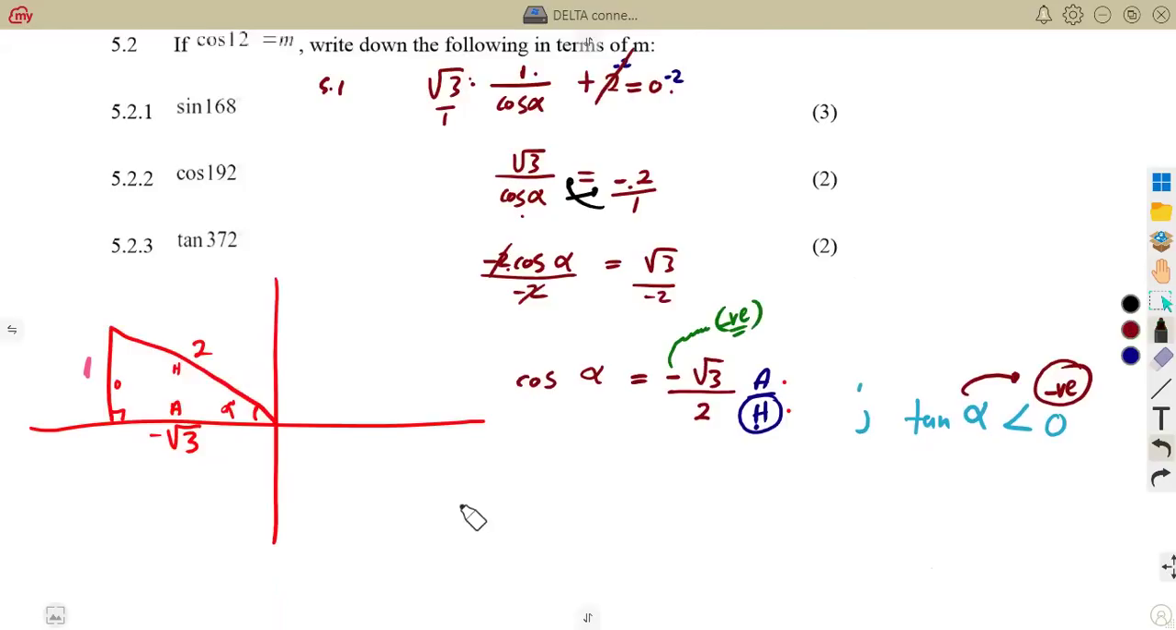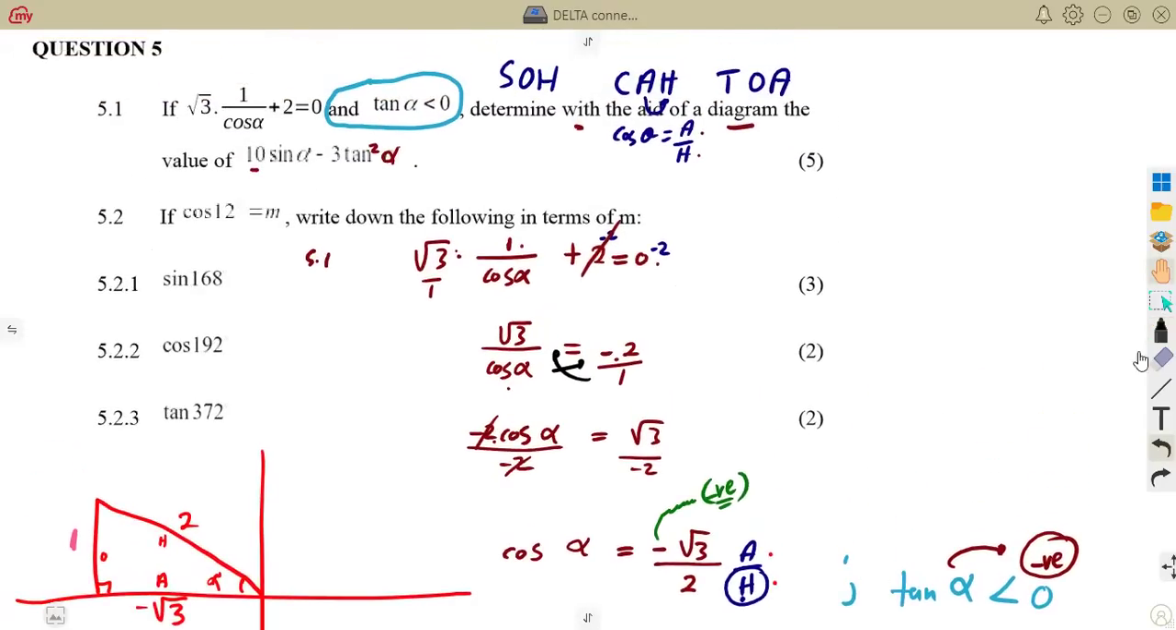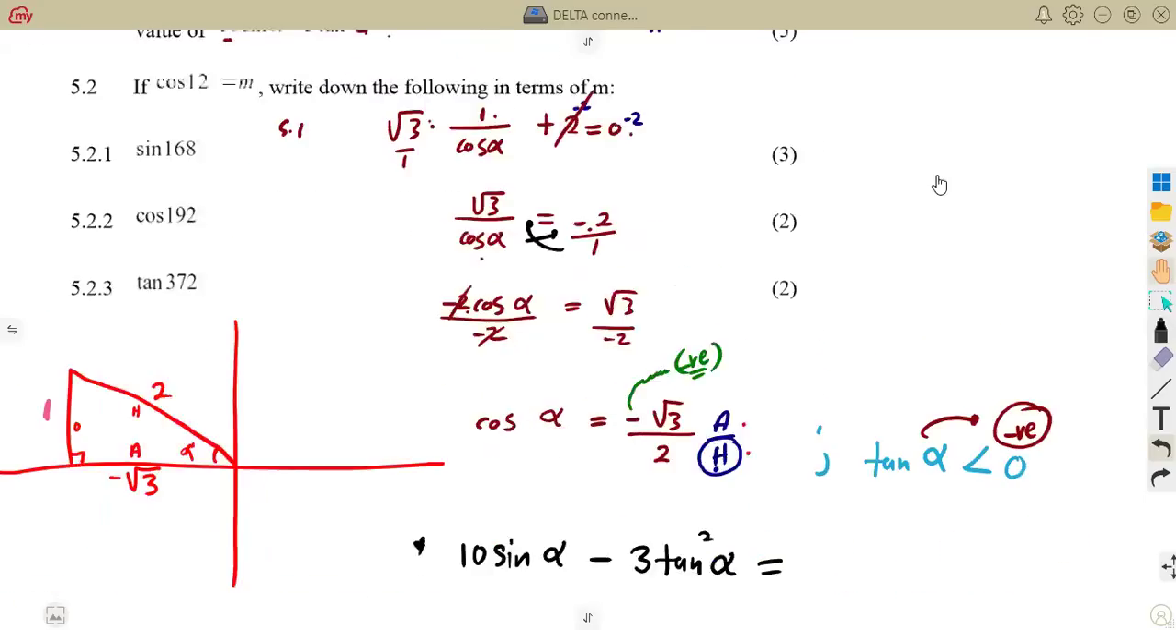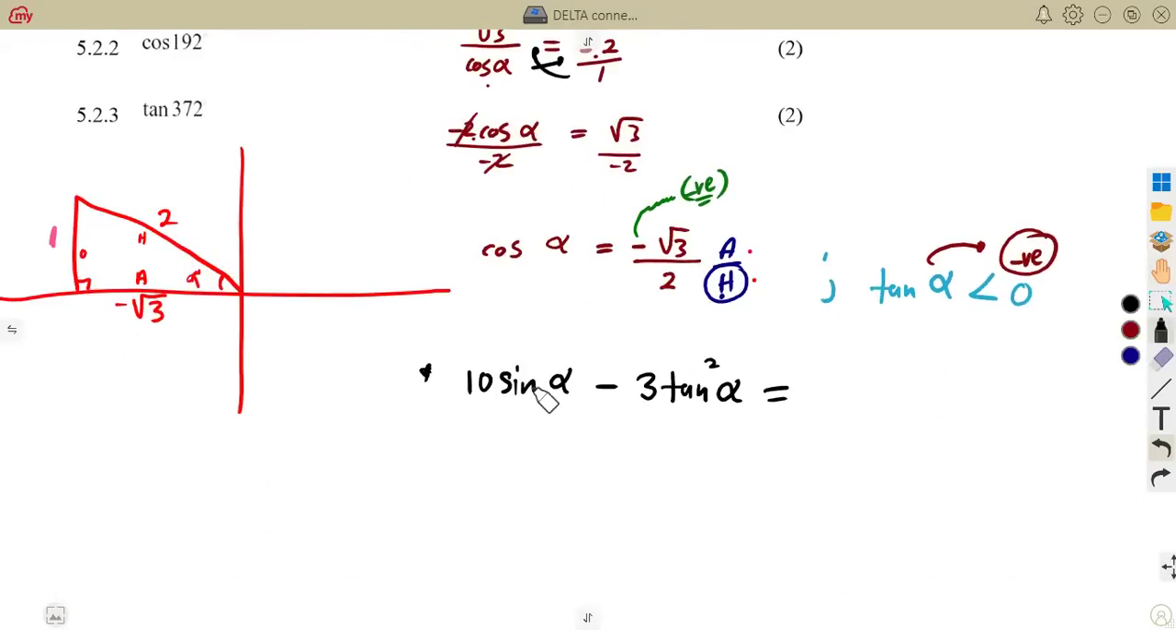Determine this value. This is our question now. Our question is to find the value of 10 sine of alpha minus 3 tan squared alpha. So remember, from your ratios, guys, SOHCAHTOA, sine is opposite over hypotenuse. So wherever we see sine, it's opposite over hypotenuse. That is the ratio of a sine.